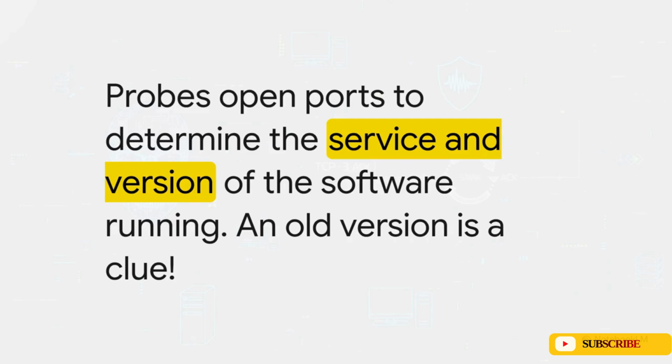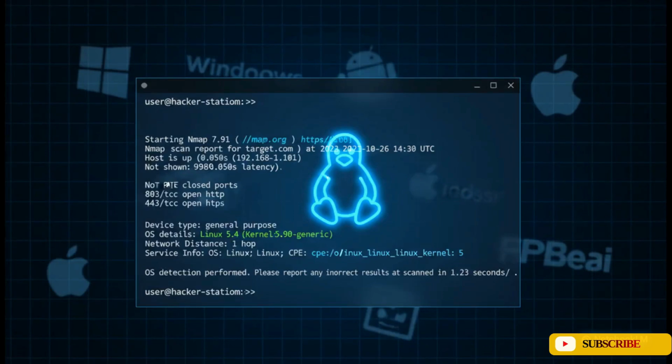Nmap will actually probe that open port to figure out not just the service, like a web server, but the exact version number. And why does that matter? Because an old, outdated version of a piece of software is like a giant flashing neon sign for a potential vulnerability. We can also get a little sneaky and try to figure out what kind of computer we're talking to.